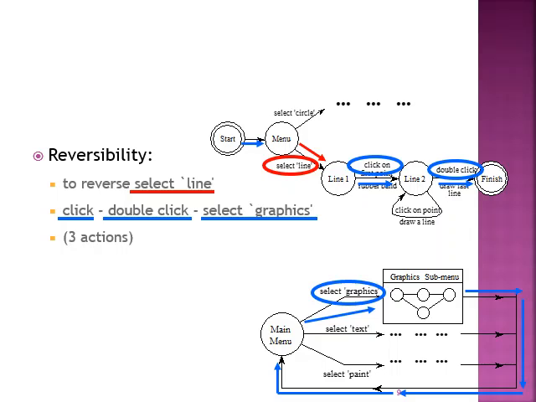As an example, we can check the reversibility of the drawing tool. Imagine we want to reverse the effect of select line from the graphics menu state. We can perform three actions: click, double click, select graphics. These return us to the graphics pop-up menu. That is, in this case, as we warned, reversing the dialogue is not undo.